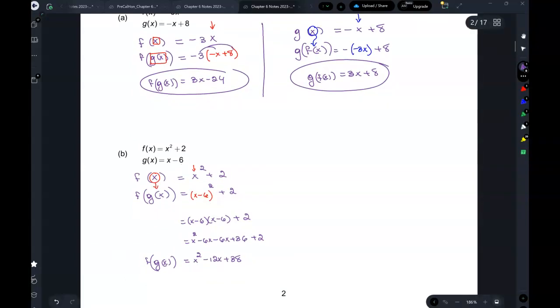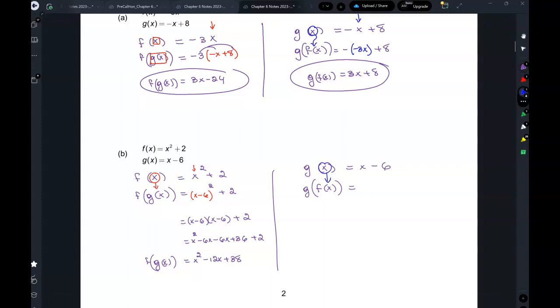Okay, next I want to find g of f of x. Okay, so outside function is g of x. So x is going to be switched out with f of x. So what do I write here? X squared plus 2 minus 6. So x squared minus 4. Sometimes one is more computation than the other. It's okay. I did that quickly.